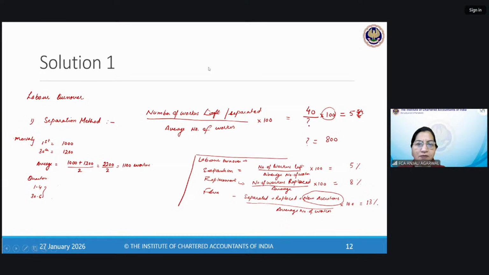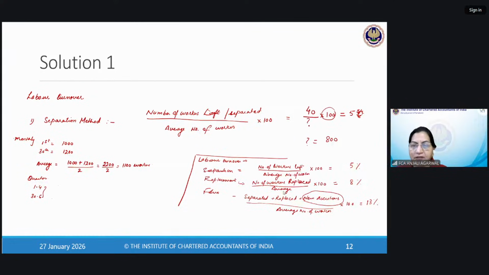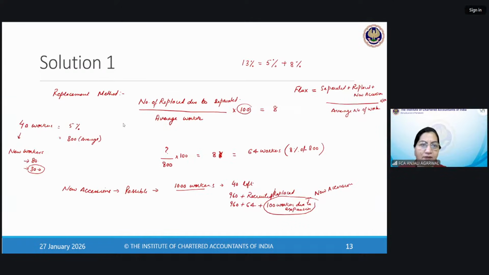Number of persons replaced due to separation divided by the average number of persons in that period, not the average number of replacements. Flux is separation plus replacement plus new accession divided by the average number of workers. Yes, right. The denominator is the same in all three formulas: the average number of workers in that period. Any doubt further, or is it clear?